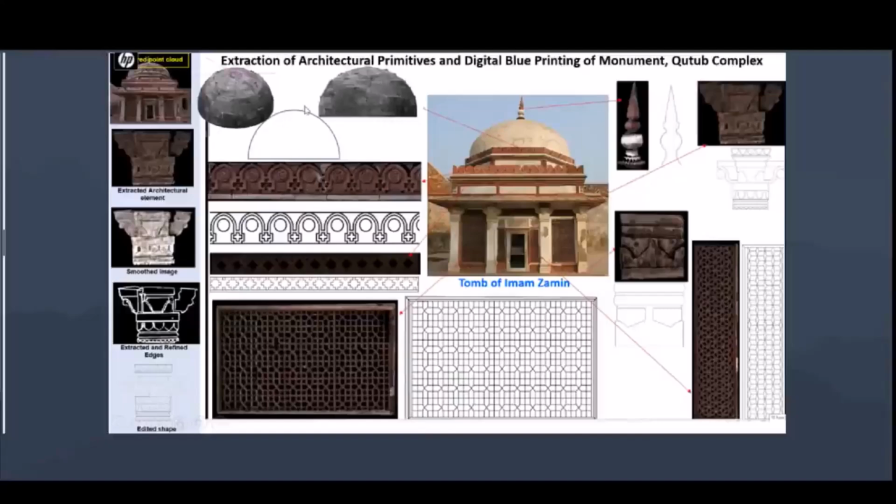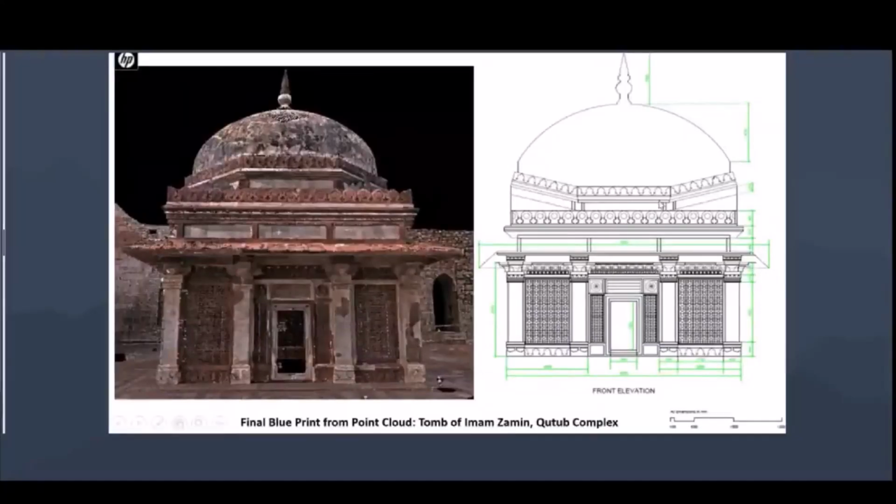With that, the dome was extracted separately, and then the jalis were extracted, the patterns of the jali, and on the parapet, different types of carvings are there. The top spire of the dome, pillars, etc. They have all been done separately. First, primitives were extracted, like the example shown in the previous slide, and then they were all done individually. Later, combined, this is the point cloud.